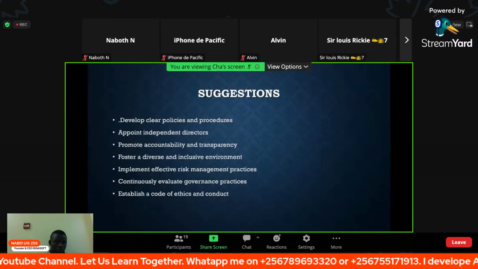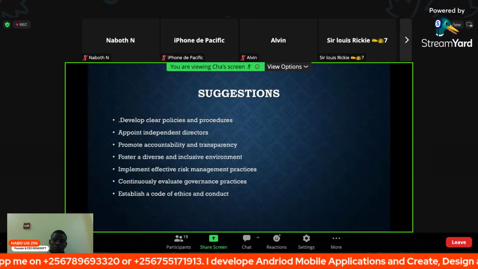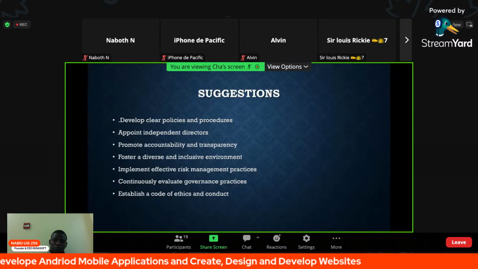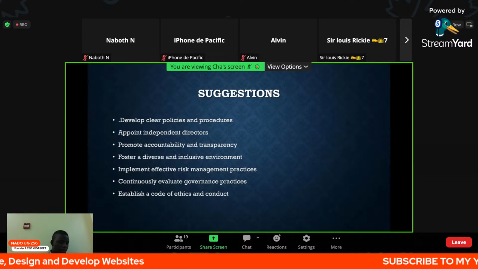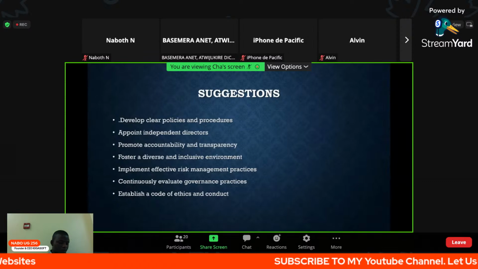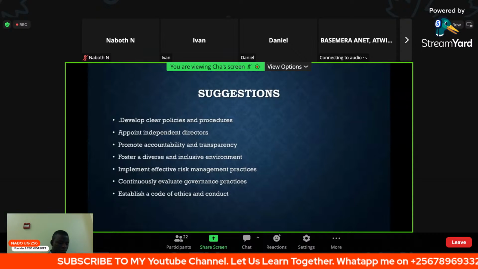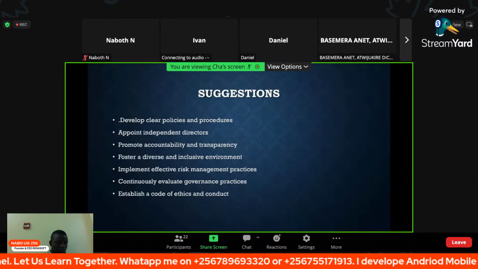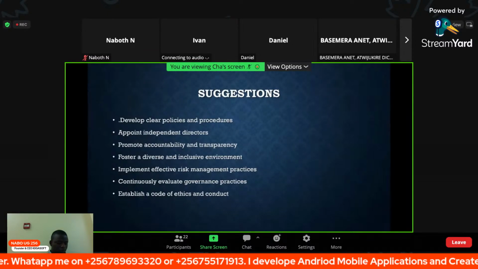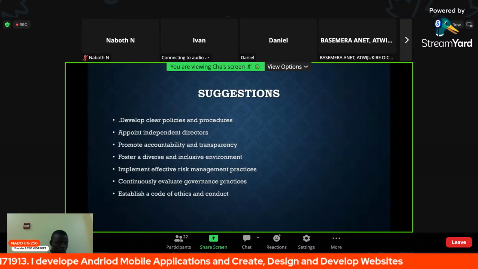Five is implement effective risk management practices. Every business is faced with risks. So implementing effective risk management practices will help the business keep moving so that you keep governing an enterprise. You cannot govern anything without it being in existence. Then we have continuously evaluate governance practices. If you evaluate practices, you can know where you went wrong, what you did wrong, and what you can implement to change everything, and the company will keep moving.